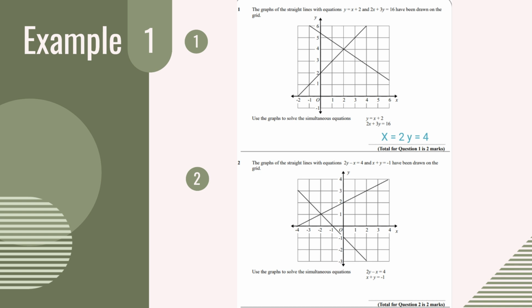With our second question, the graphs of straight lines with equations 2y minus x equals 4 and x plus y equals negative 1 have been drawn on the grid. Use the graphs to solve the simultaneous equations 2y minus x equals 4 and x plus y equals minus 1. So if we go backwards negative 2 and we go up 1, we meet our point of intersection. So we know x equals negative 2 and y equals 1.